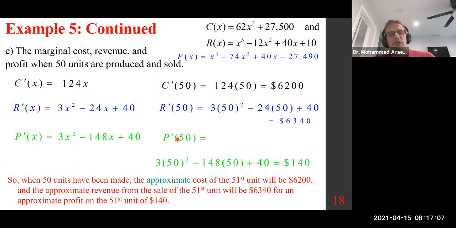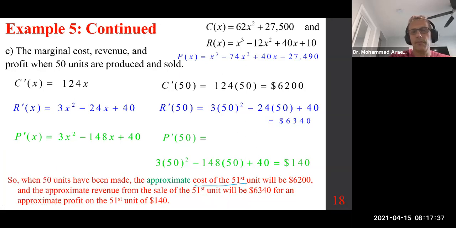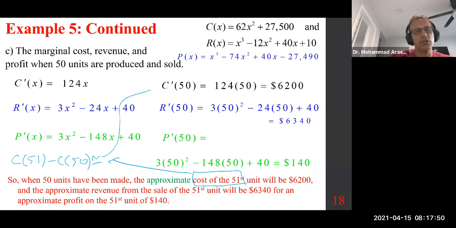So when 50 units have been made, the approximate cost of the 51st unit will be $6,200, and the approximate revenue from the sale of the 51st unit will be $6,340, for an approximate profit of the 51st unit of $140. I want to make sure everybody understands what we're referring to. If you were to find the cost for the 51st unit, precisely would be C of 51 minus C of 50. What we are saying is this is almost equal to C prime of 50.